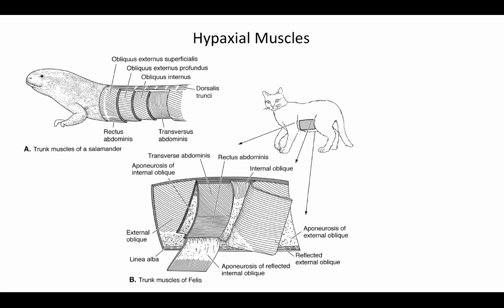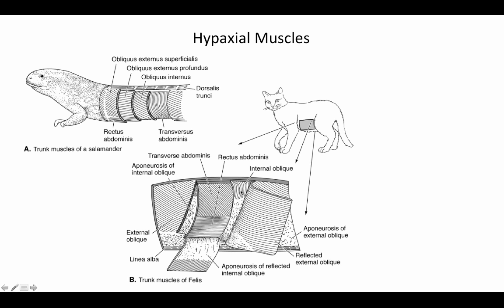And these sheets of muscles come in multiple layers, one on top of the other, with this very strong band of muscle, the rectus abdominis, coming in ventrally to sort of hold everything very stably together. So we see this in the salamander. We see basically the same arrangement in the cat abdominal musculature.